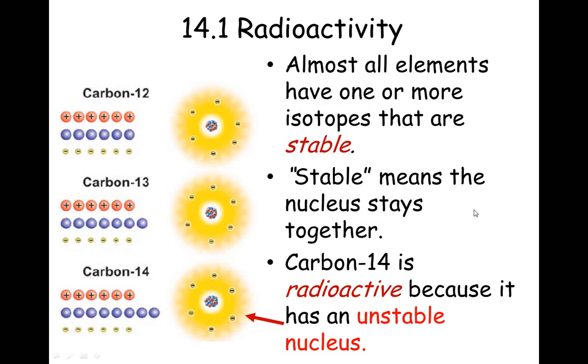Almost all elements have more than one isotope that is stable. Stable means the nucleus stays together. If it's not stable, it becomes what we call radioactive.